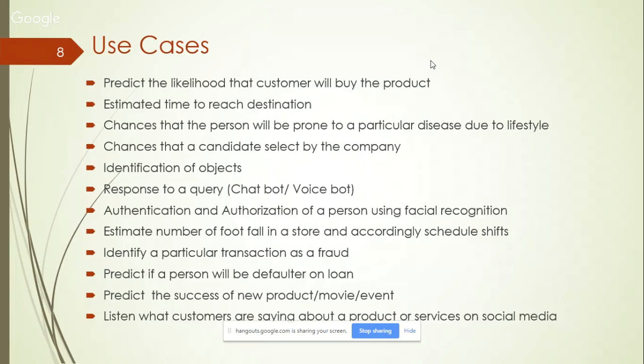Then comes predicting whether a person will be a defaulter on a loan. When a bank processes the application, they get some data from CIBIL. They get some data from your social media as well.